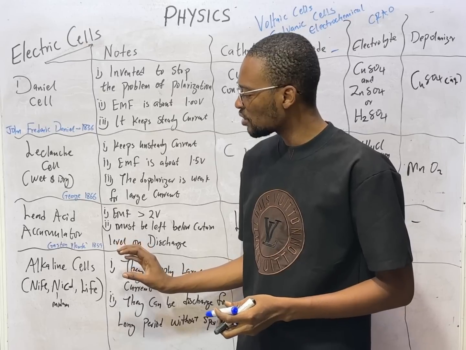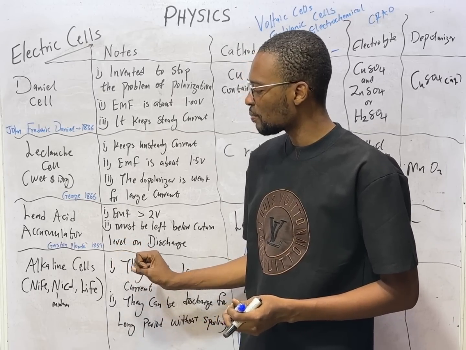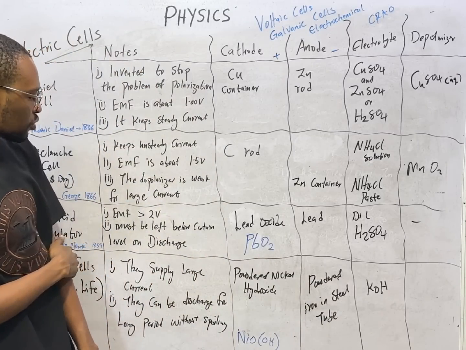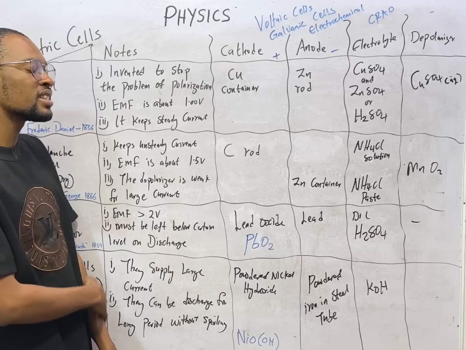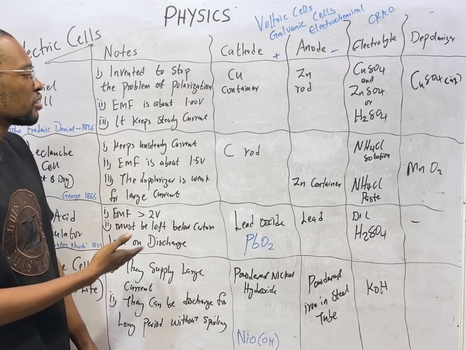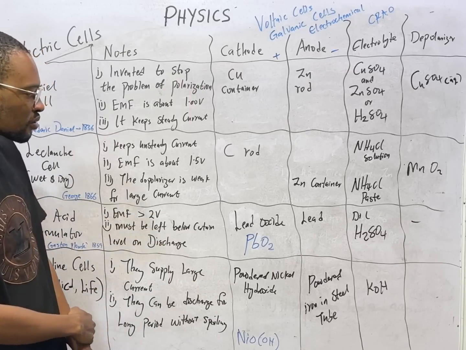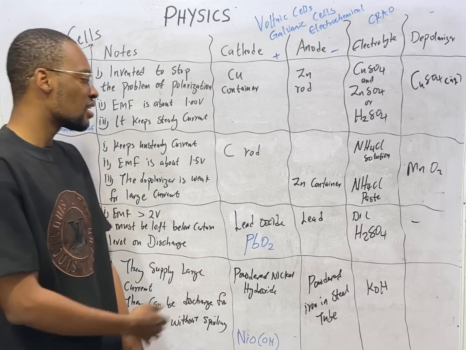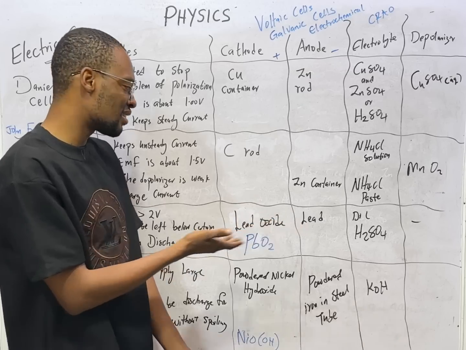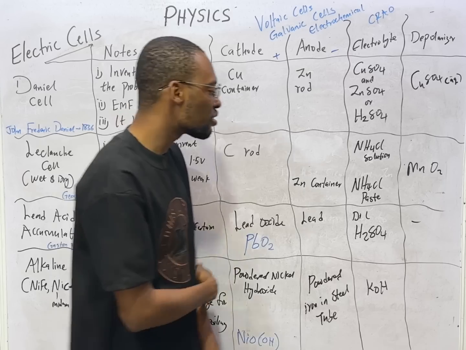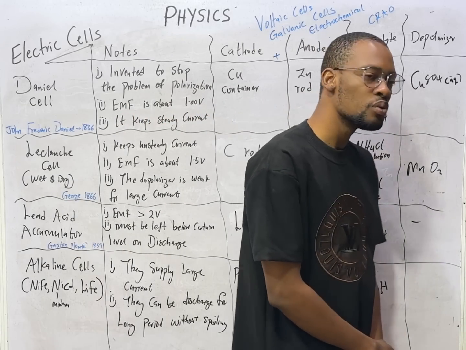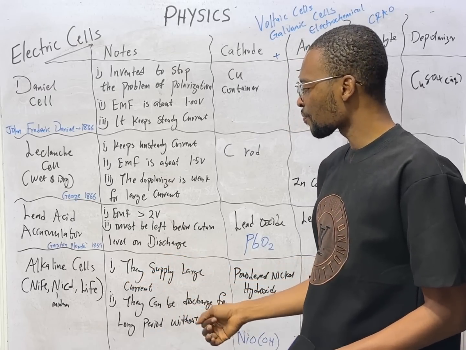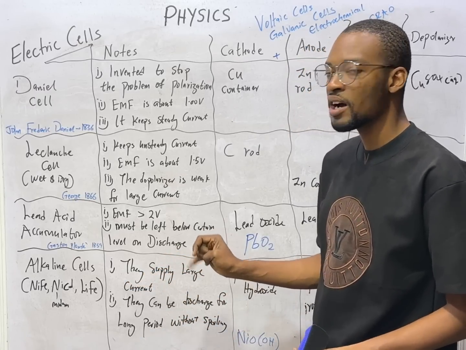The lead acid accumulator was founded by Gaston Planté in 1859. The EMF is greater than 2 volts and it must not be left below a certain level on discharge. The cathode for lead acid accumulator is lead oxide, PbO2. Cathode is lead oxide, anode is lead. So lead oxide, lead, and the electrolyte used is dilute H2SO4.